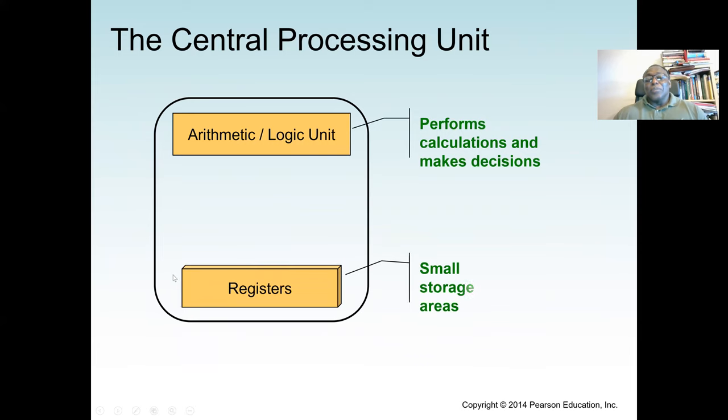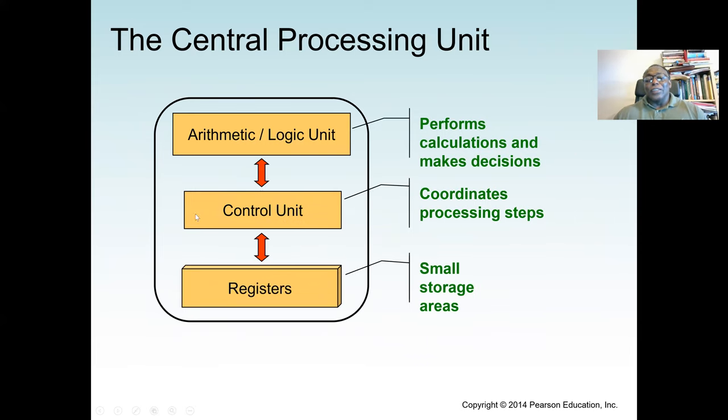The CPU has three major components, given here. One is the arithmetic logic unit. The arithmetic logic unit is the part of the CPU that does all the arithmetic operations and also the logical operations, such as true or false. If X is greater than zero, then print Y, which means if the condition is true, we print Y. If the condition is false, we don't print. Those are logical operations.